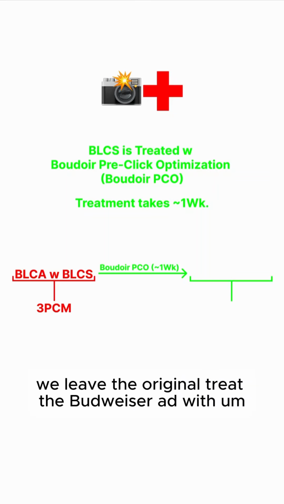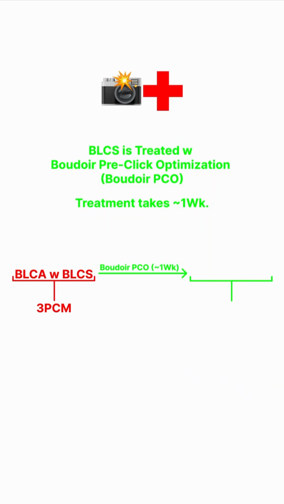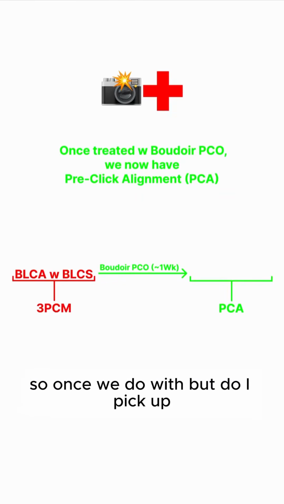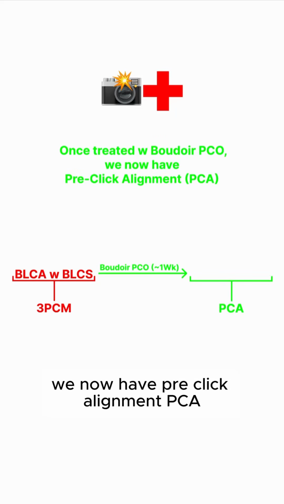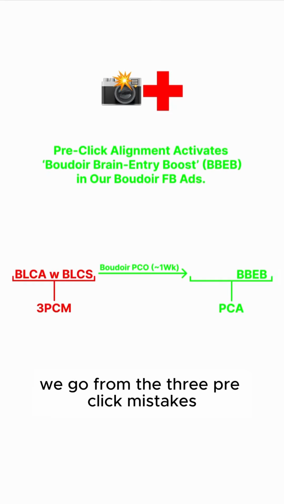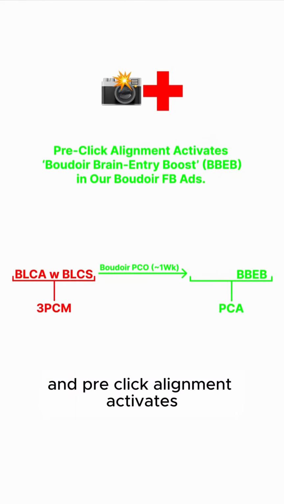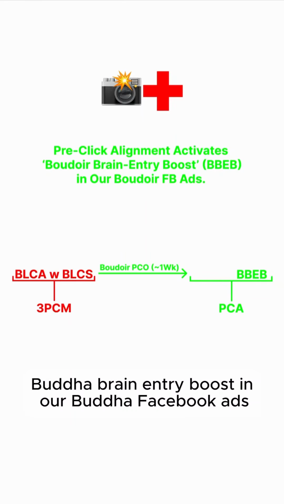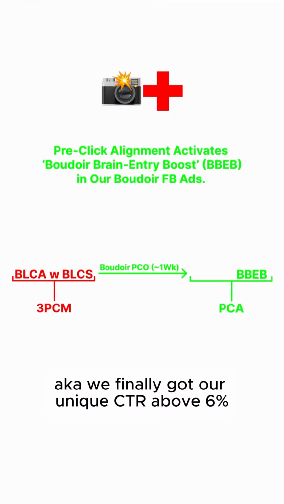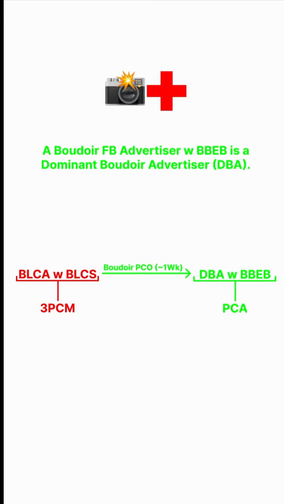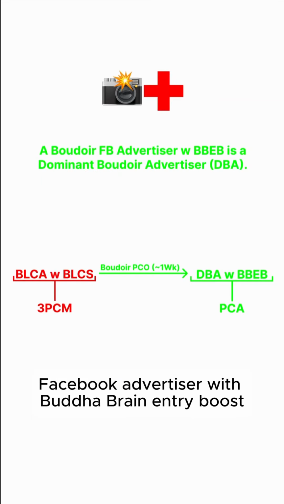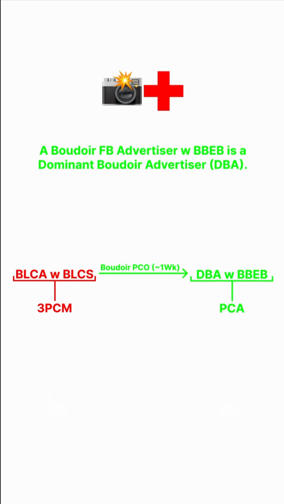We leave the original and treat the duplicate with Boudoir Pico, and fix all these 3 pre-click mistakes. So once treated with Boudoir Pico, we now have pre-click alignment, PCA. So we go from the 3 pre-click mistakes to pre-click alignment. And pre-click alignment activates Boudoir brain entry boost in our Boudoir Facebook ads, aka we finally get a unique CTR above 6%. And a Boudoir Facebook advertiser with Boudoir brain entry boost is a dominant Boudoir advertiser, a DBA.